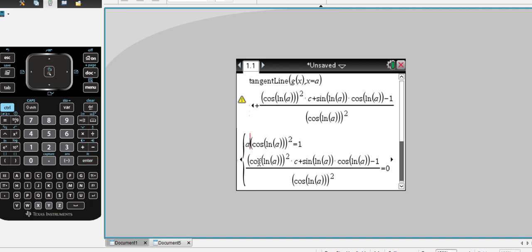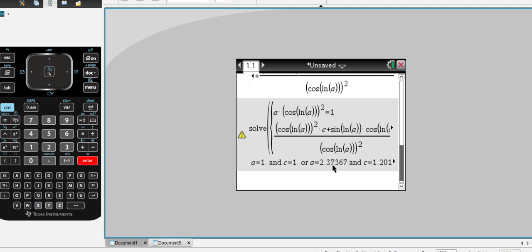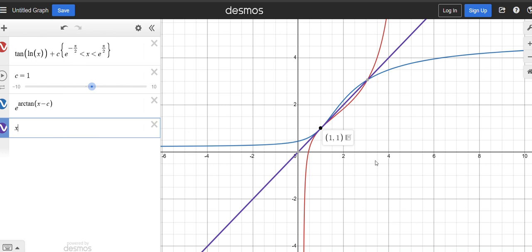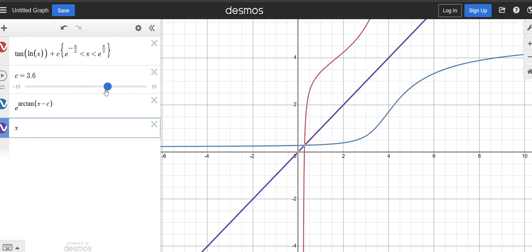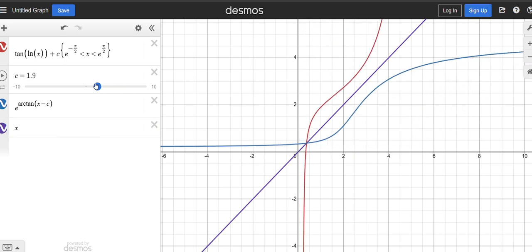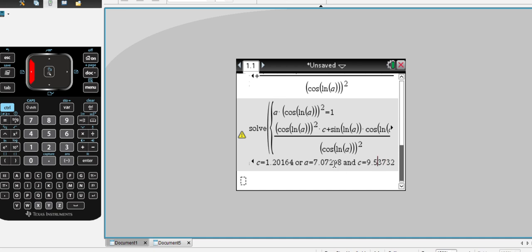There we go. So a is equal to 1, c is equal to 1, or a is equal to 2.3767, and c is equal to 1.2 and so on. And we're going to ignore this one because I actually don't know where that solution came from. Is there another place where it's tangential? That's one. That's weird. That solution just came out of nowhere. So let's just ignore those. So c is equal to 1.20164, or when c is equal to 1.